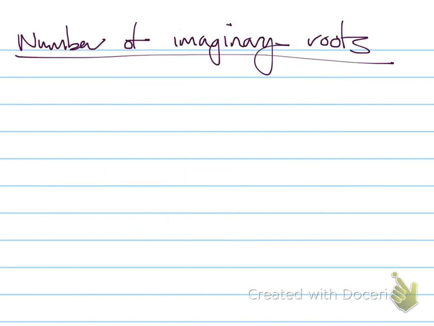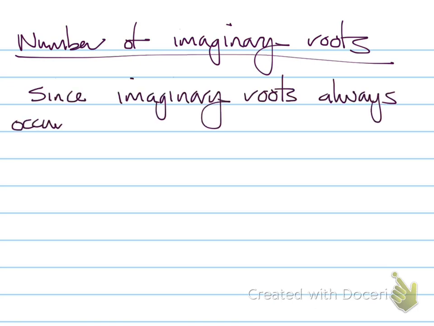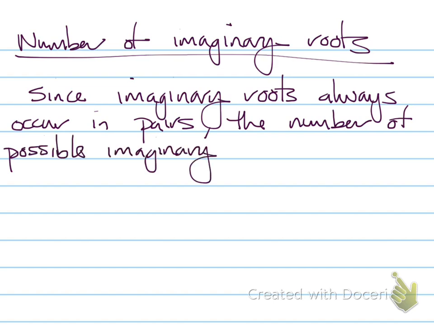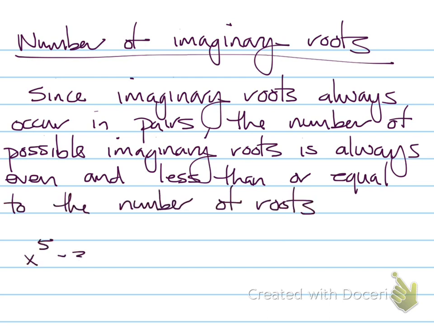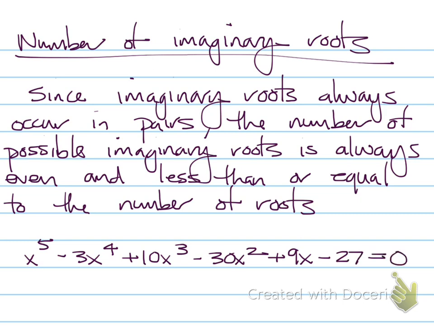To find the number of imaginary roots, we need to remember that imaginary numbers always occur in pairs. So, since they always exist in pairs, the number of imaginary roots will always be an even number less than or equal to the degree of the polynomial. So with that same polynomial, since the degree is 5, there will either be 0, 2, or 4 imaginary roots.